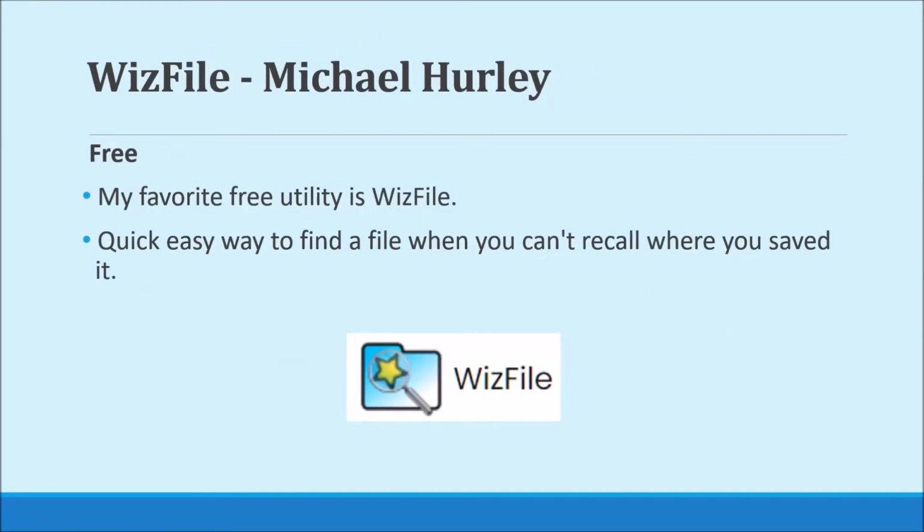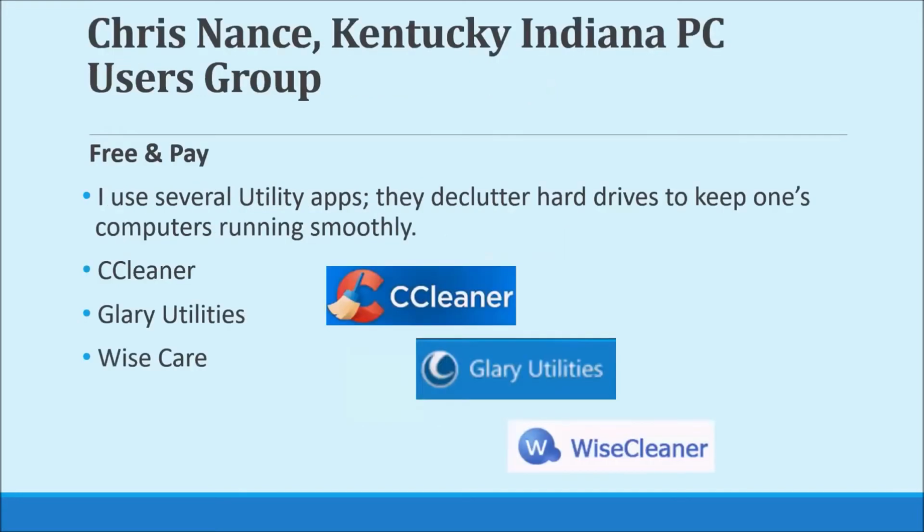WizFile, Michael Hurley, quick and easy way to find a file when you can't recall where you saved it. I think many of us have been there. Chris Nance from the Kentucky group, it's actually the Kentucky Indiana PC Users Group. He says he uses several. And I imagine there's a gazillion people out there who use CCleaner, but he also uses Glary Utilities. For those of you who have been around since the beginning of time, that was Ira Wilsker's favorite utility program. He also uses something called Wise Care. All I can think is this hard drive must be the most uncluttered hard drive known to man.